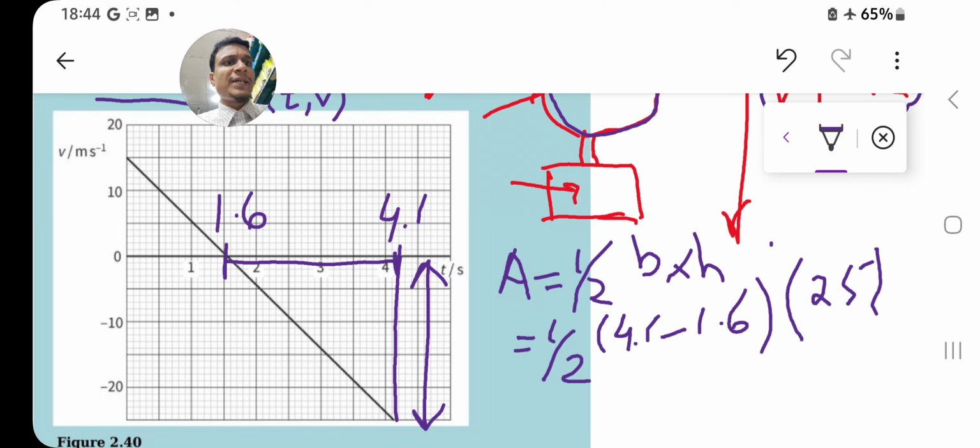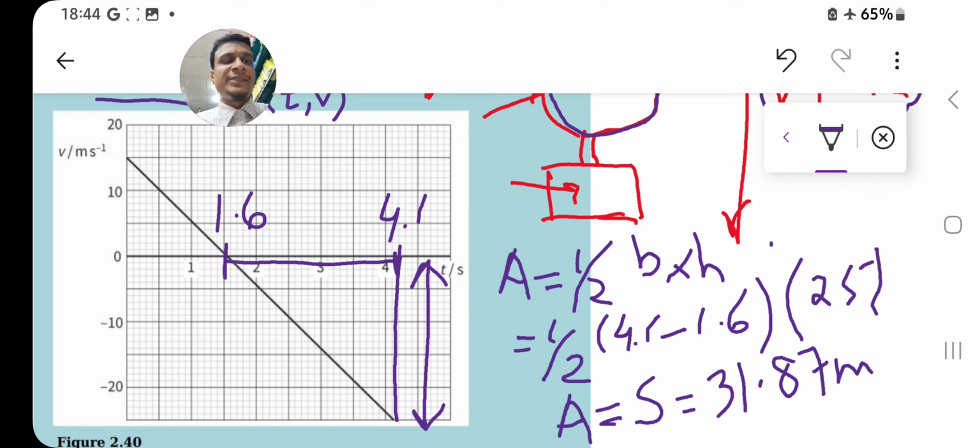When you multiply this, you will get the area, or the distance, because the area under the VT curve is always the distance. It will be 31.87 meters. This is the distance traveled by the ball between when it is at the highest point until it reaches the ground. Okay, hope you are getting my answers.